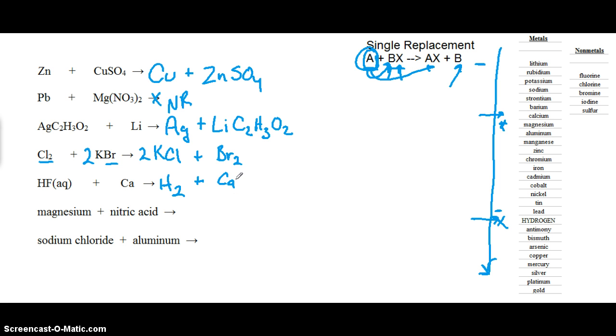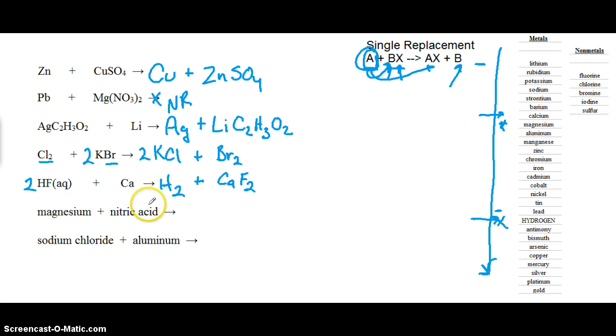Calcium is +2, it's an alkaline earth metal. Fluorides are halogens and they're -1. If these are +2 and these are -1, I'm going to need 2 fluorides to get this to add to 0. So it's going to be CaF2. To balance this, you can see I have 2 H's and 2 F's on the right. So to get that, I put a 2 here.